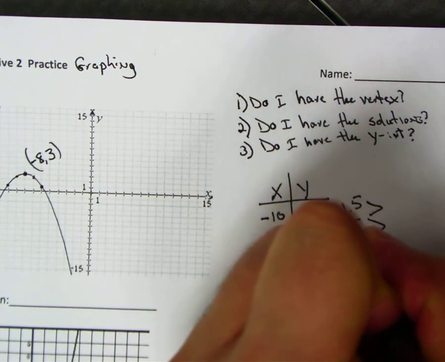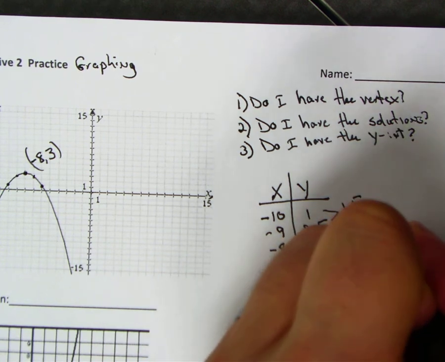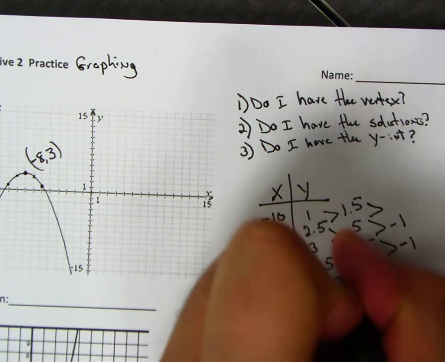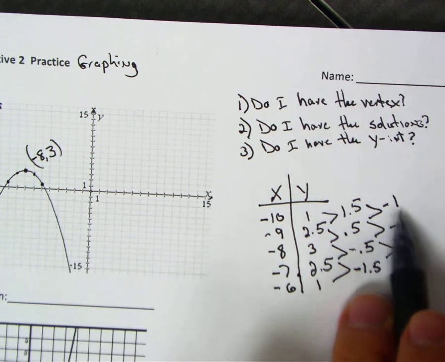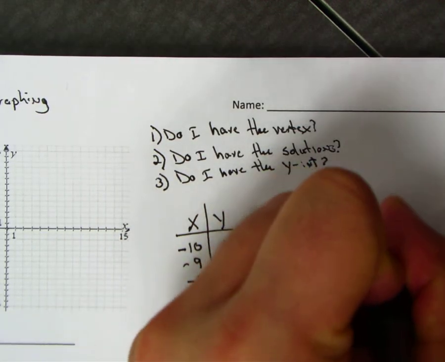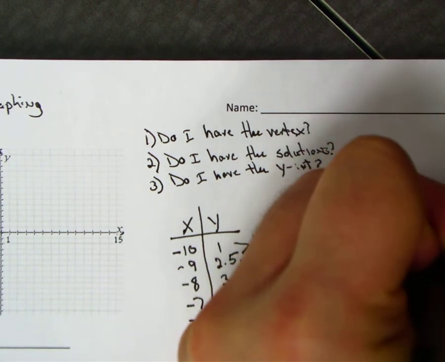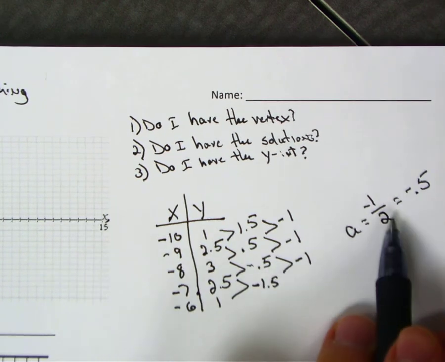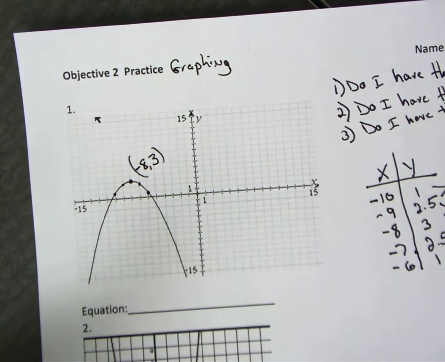Alright, so now I've got my first change. Now I can find my second change. Negative 1.5 minus 0.5 is going to be actually negative 1. Negative 0.5 minus 0.5 is negative 1. 0.5 minus 1.5 is negative 1. So my second change is negative 1. So a is going to equal negative 1 divided by 2, which is negative 0.5. Right? So now I've got my a value, and let's just double check something real quick. It's negative. Let's just make sure, yep, it opens down, so it's negative, so I'm good with that.